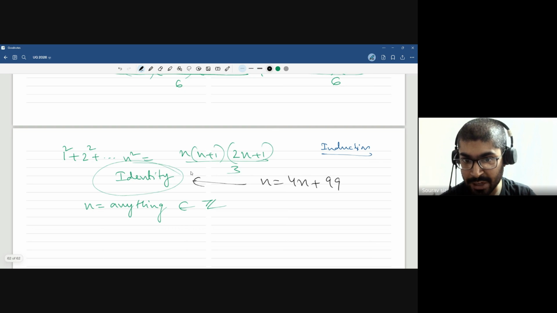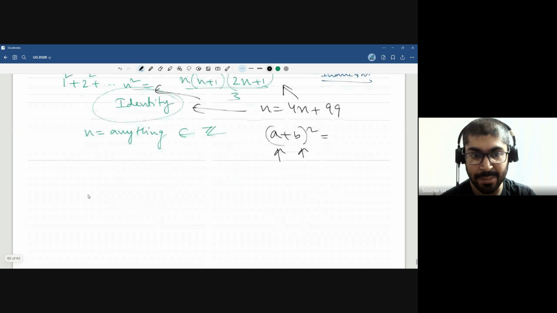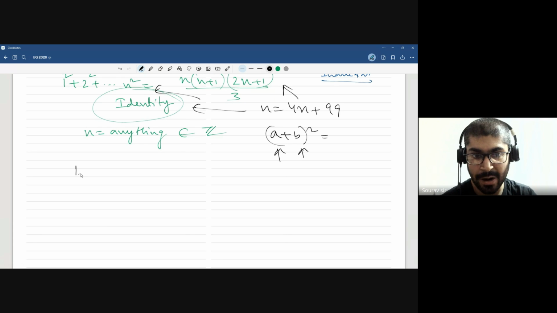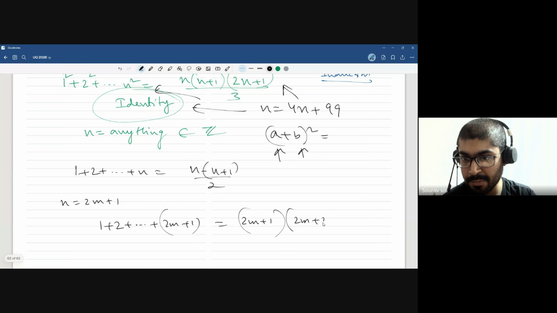Okay. So you can put it on the left hand side as well as in the right hand side. Just like in a plus b whole square, you can put a and b anything. The formula should stand. This works similarly. You can take a smaller example and check. Check the normal sum. Check 1 plus 2 plus dot dot dot n. This is equal to n into n plus 1 by 2, right? So if this works, if I take n equal to 2m plus 1, what does this sum become? This sum becomes 1 plus 2 plus dot dot dot plus 2m plus 1. This should be equal to 2m plus 1 into 2m plus 2 by 2.